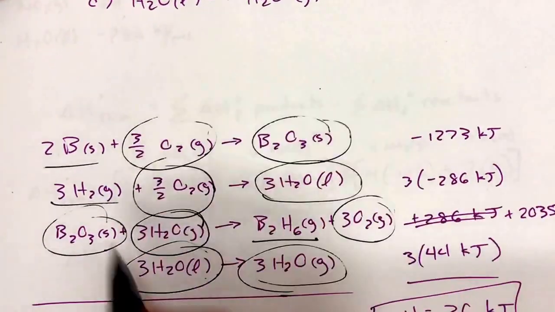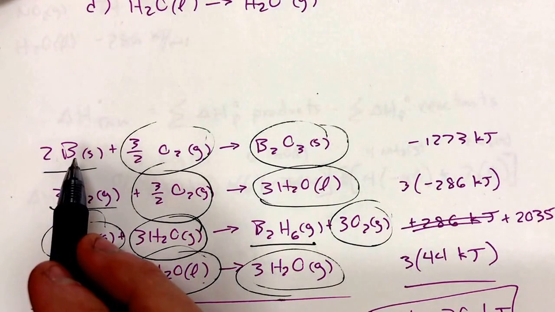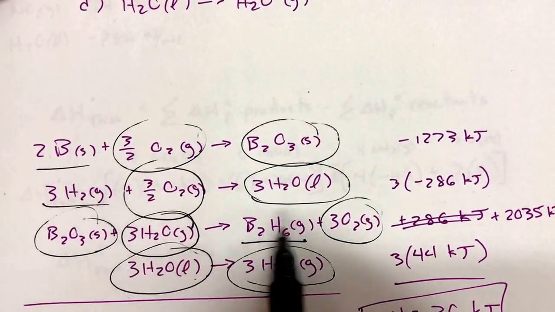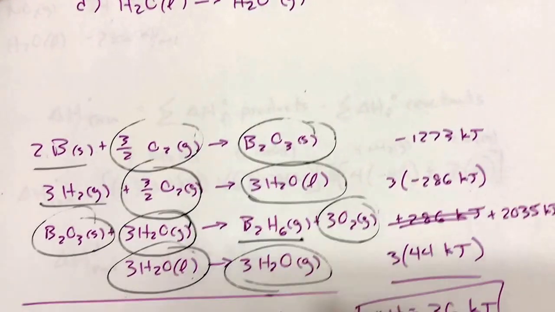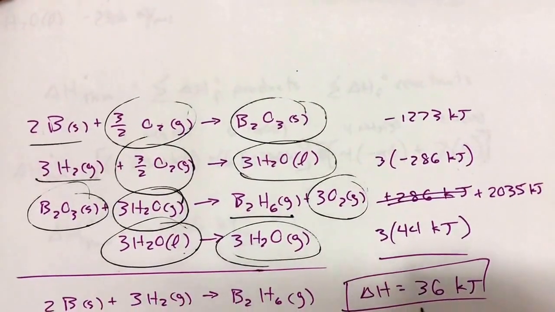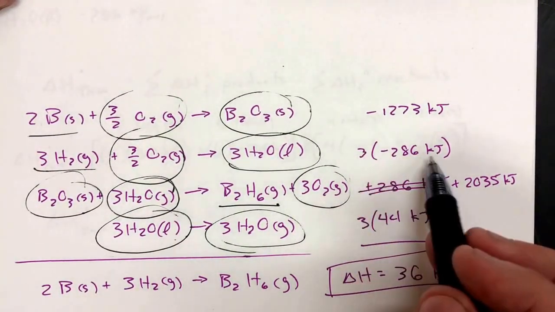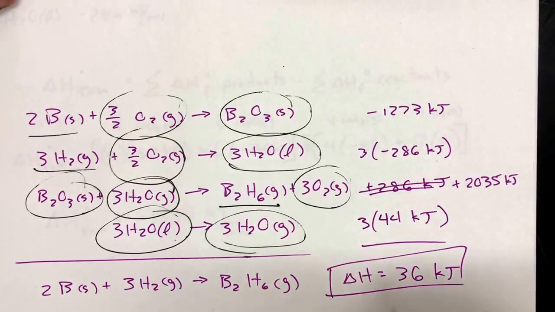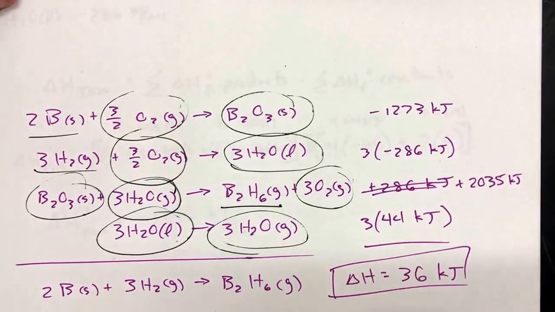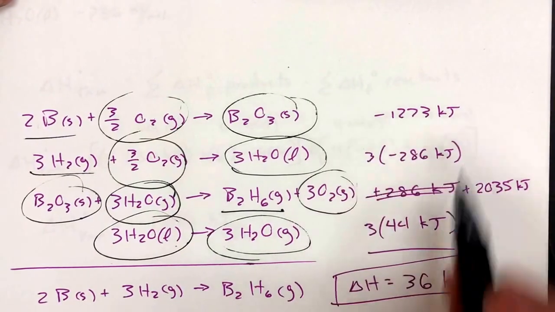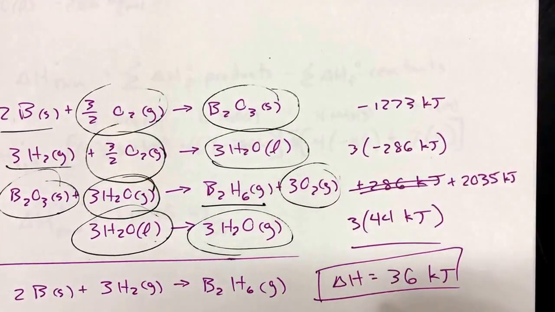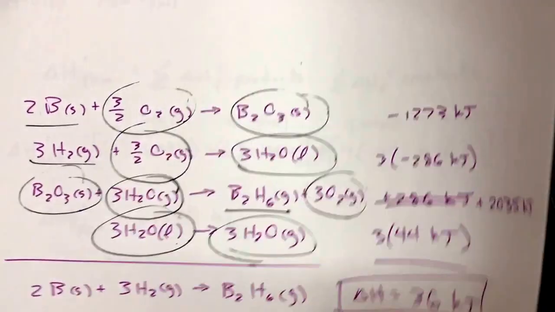So almost everything cancels out here except for 2 boron plus 3 hydrogen gas reacts to form B2H6 gas, and that's what we want. And we find the delta H by simply adding all of these together. The ones that we multiplied by a factor, we also multiplied their delta H's by a factor, and the one that we reversed, we reversed the sign. And this one didn't have either of those, so we just used the delta H as it is. And so when you add up all of these, you get 36 kilojoules per reaction, or per mole, whatever.